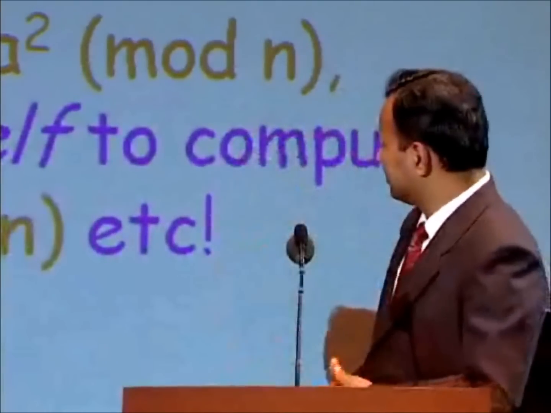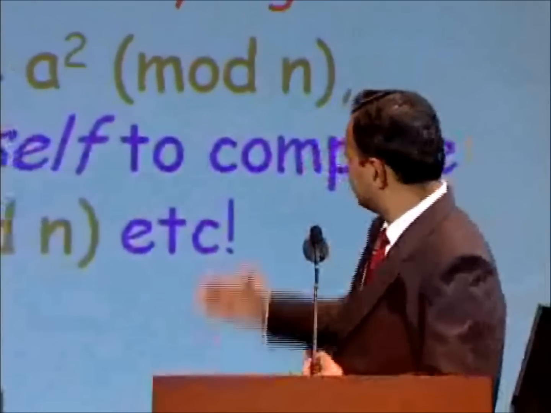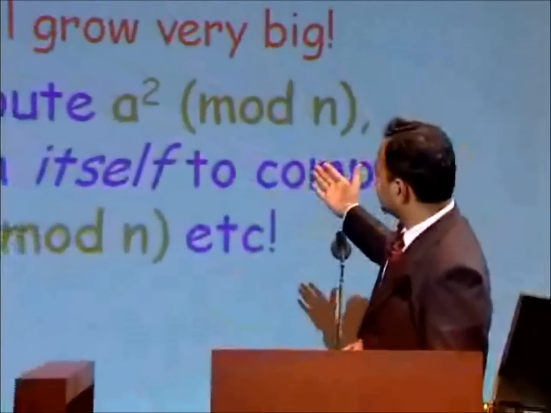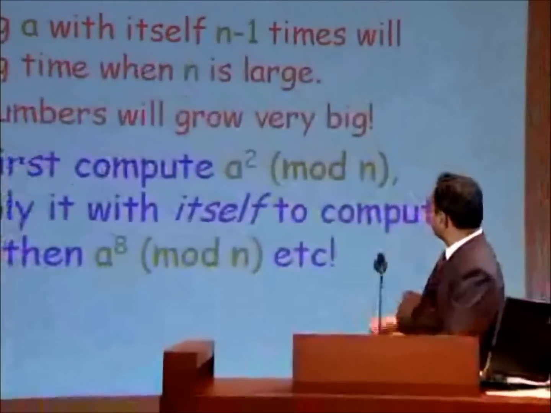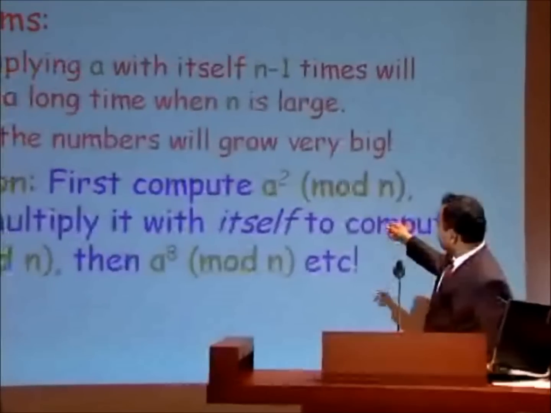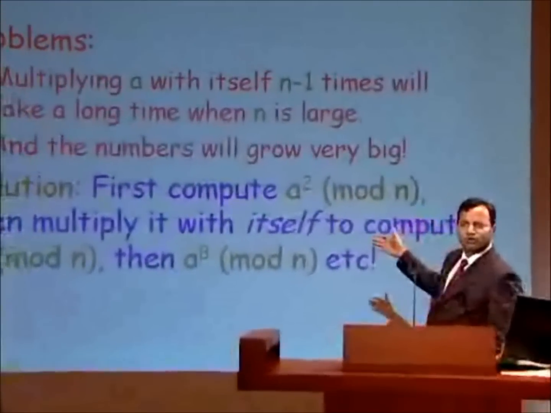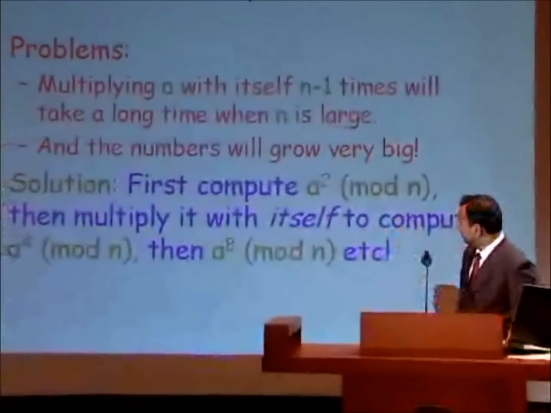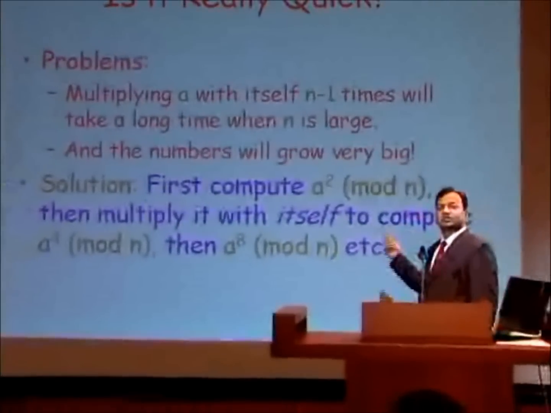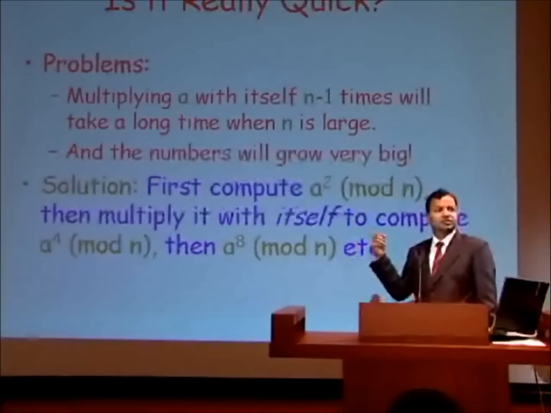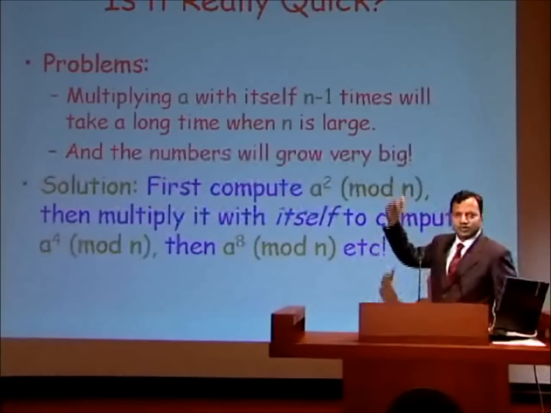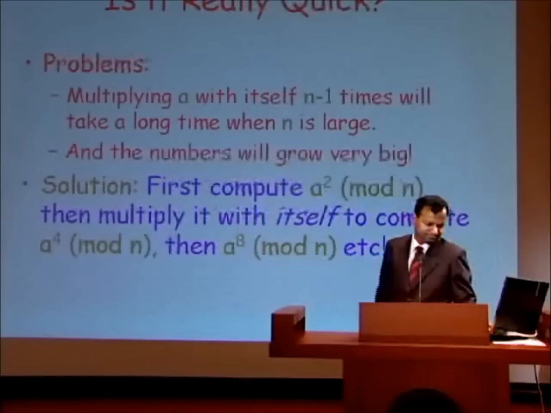But there is a simple workaround to these problems, which we call the repeated squaring trick in computer science. Start with a, compute a squared modulo n, so it's a small number, then multiply that number with itself, and that will give us a to the 4. Then multiply that number with itself, that will give us a to the 8. So we can very quickly compute a to the n.